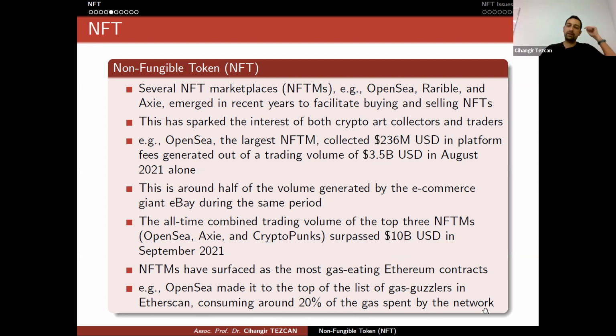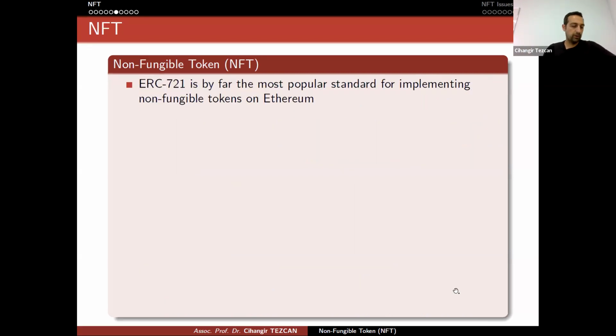So some people hate NFTs because, since they use the network a lot, Ethereum transaction fees are increased due to the creation, minting, and buying of these NFTs. So let's look at the ERC 721 standard. This is by far the most popular standard for implementing non-fungible tokens on Ethereum.